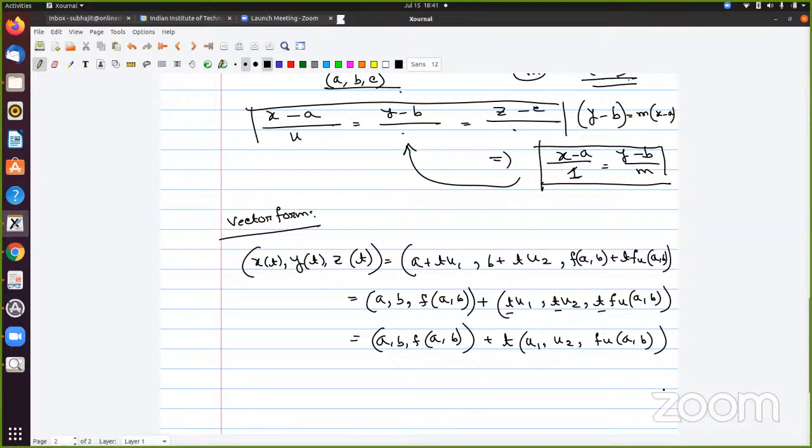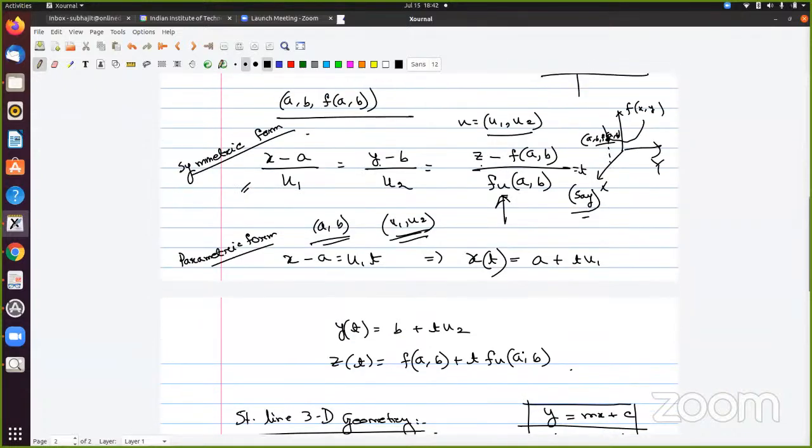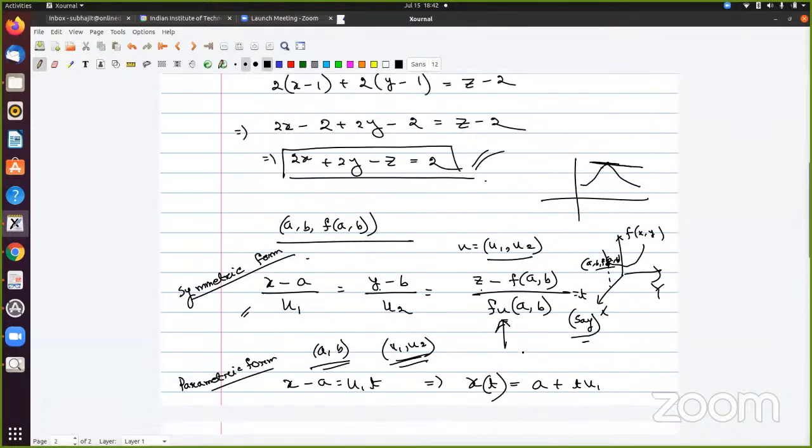So basically this is like your y equal to mx plus c form, kind of that type of form. So this is the vector, and this is the point at which you are calculating the tangent line. This t is the parameter, and this is the direction for all the coordinates. So this is called the vector form.